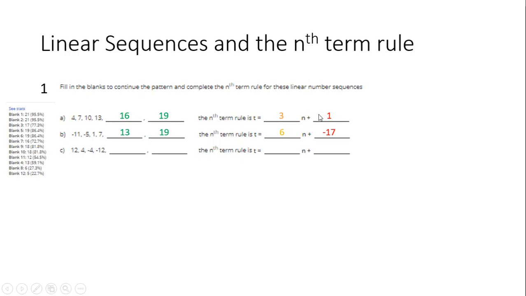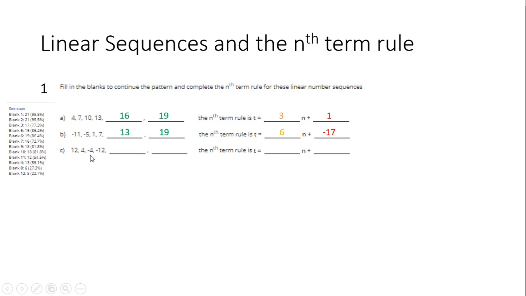Or that other trick I mentioned up here, if you can't find the adjustment, just think about this pattern. What would the number before negative 11 have been? It would have been 6 less. 6 less than negative 11 is negative 17. So it's negative 17. Right?